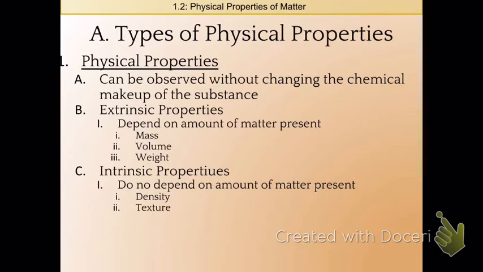Other intrinsic properties would be like texture, taste. If I take a small piece of steak and I eat it, and then I eat an entire piece of steak, both of those pieces of steak should have the same taste. And melting and freezing point would be another example of something that doesn't change based upon the matter present. Water is going to freeze at 0 degrees Celsius, whether you have a lot of it or a little of it.